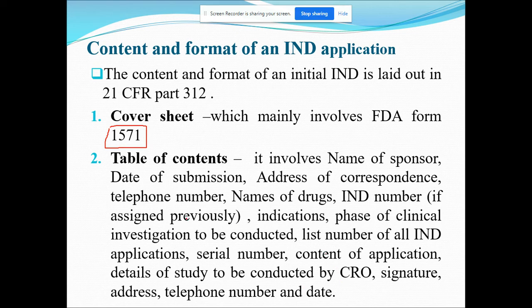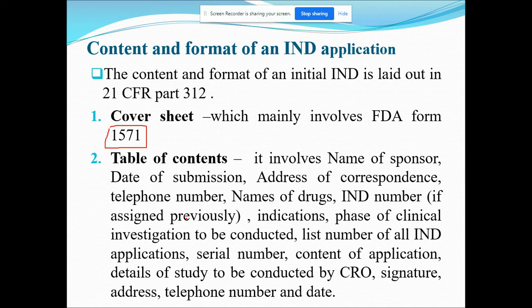This is the second part, or the second content, of this particular IND application, that is the table of contents. And what does the table of contents involve? It involves the name of the sponsor, date of submission, address of the sponsor or the applicant, telephone number, name of the drug, IND number, indication, phase of the clinical investigation, list number of all IND applications, serial number, content of application, details of study to be conducted by the CRO, signature, address, telephone number, and date.